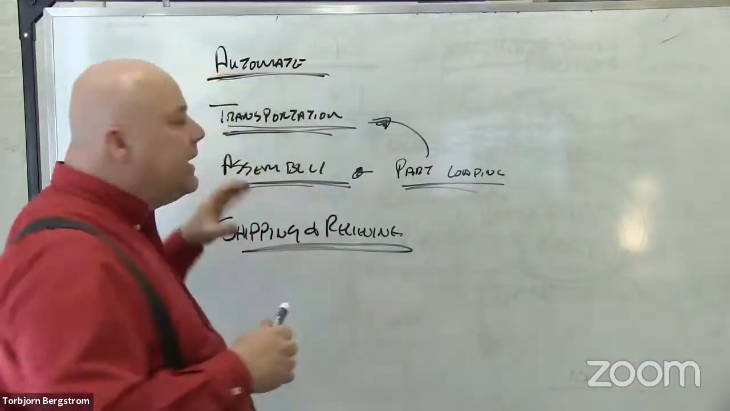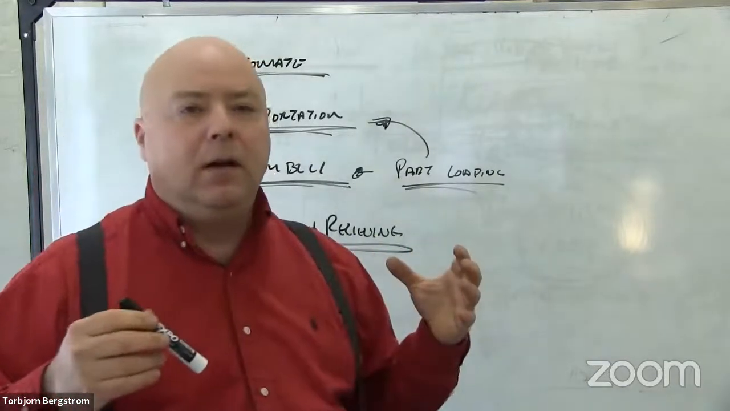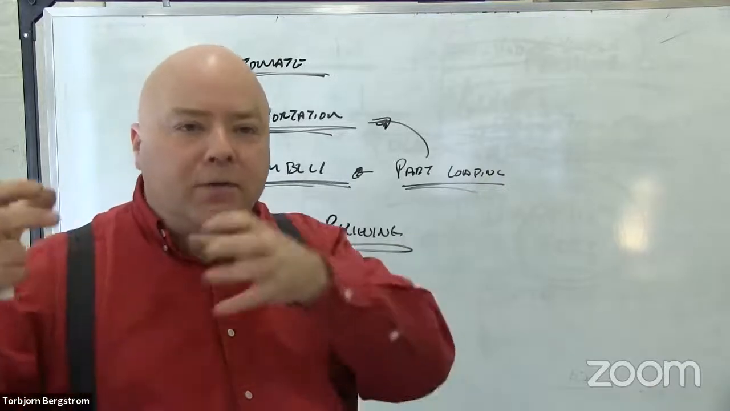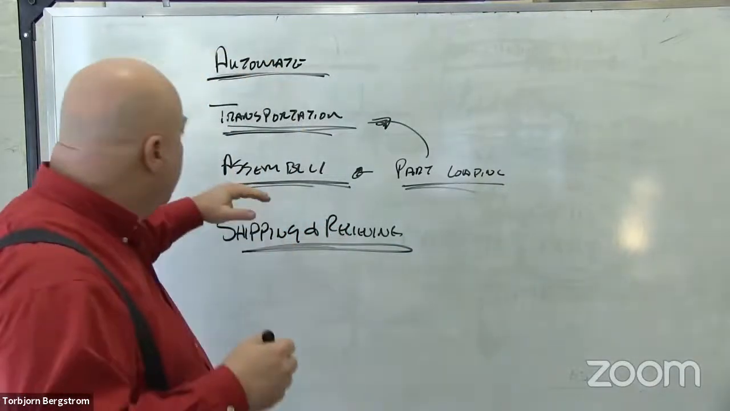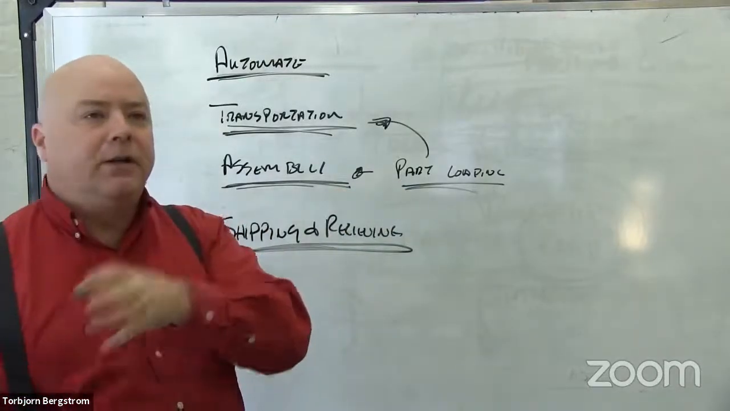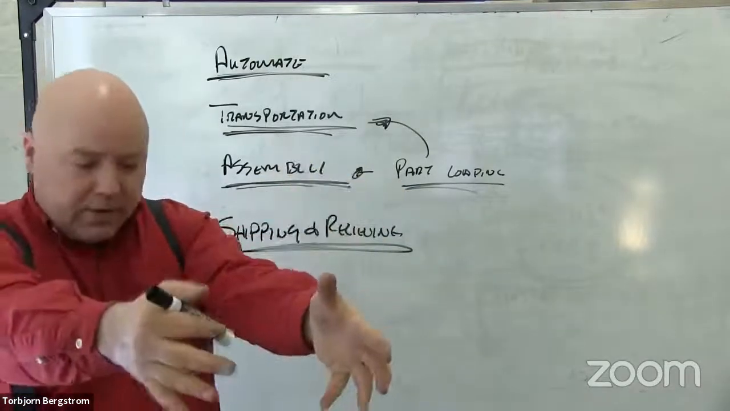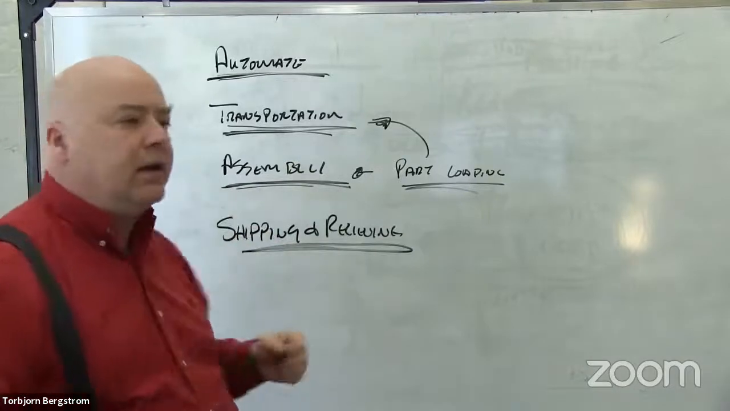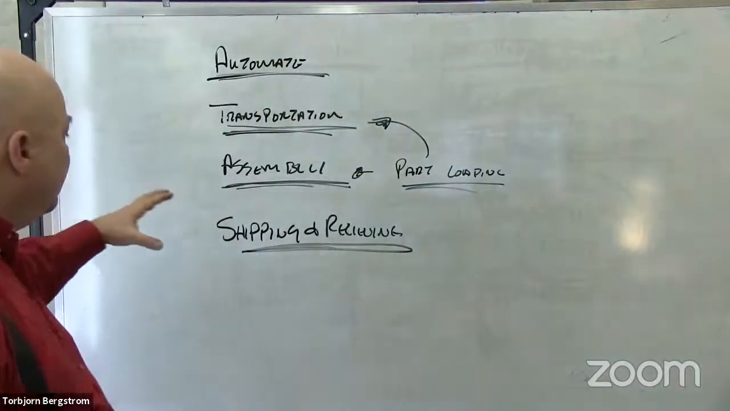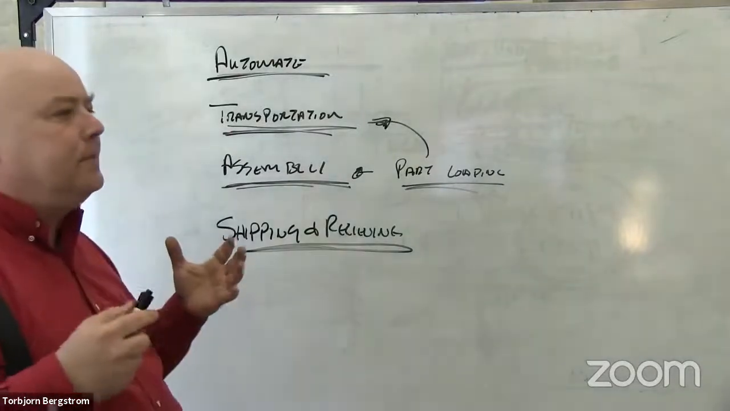The assembly itself, if you always do the same procedure, if it's very repetitive, you can automate the assembly. You can automate the part loading of stock material into the machine, the material out of the machine, and on to the next step of the process.